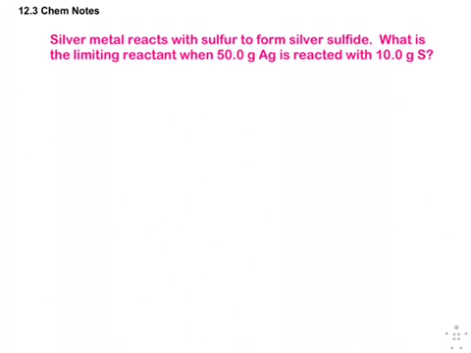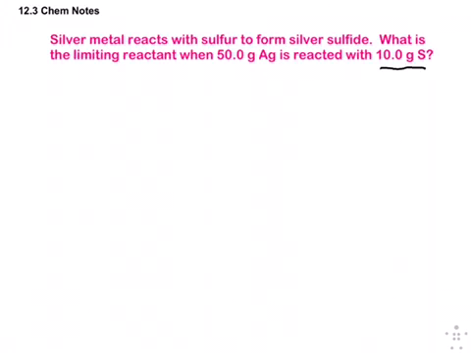First, you're given a problem and you always need to make your equation. So silver metal reacts with sulfur to form silver sulfide. What is the limiting reactant when 50 grams of silver is reacted with 10 grams of sulfur? Do not just assume that because there's fewer grams of sulfur that it is the limiting reactant. You're actually going to have to do math.